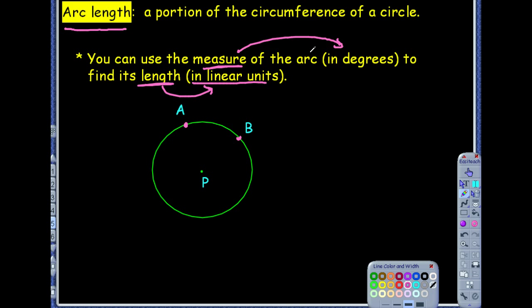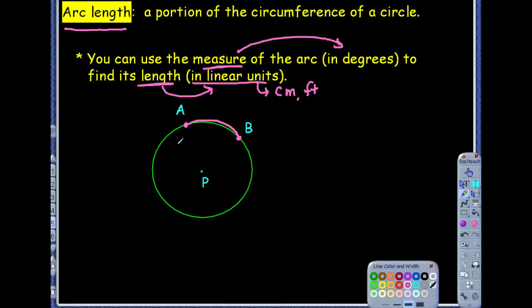It's very easy to mix up because when you think of measure, we've sometimes used it for degrees. But when you're talking about arc length, there are two ways to talk about it: either in degrees or in linear units. When I talk about linear units, that's like centimeters, feet, things like that. So arc length, the length of it, is going to be in linear units. And there's a way to find this. Notice it's just a portion of the circumference of a circle. I want to stress that.